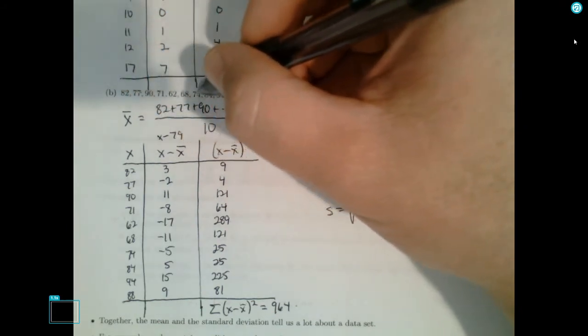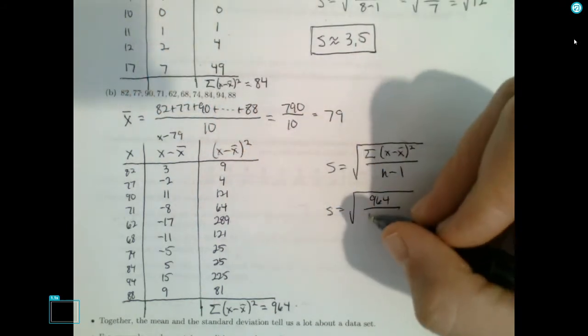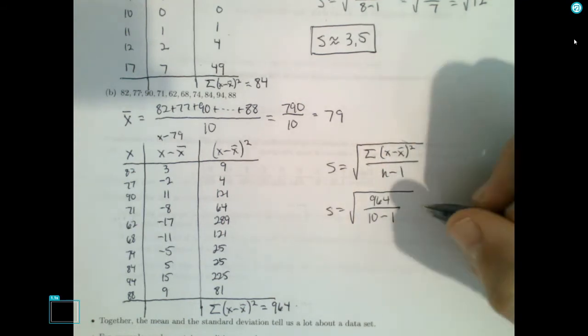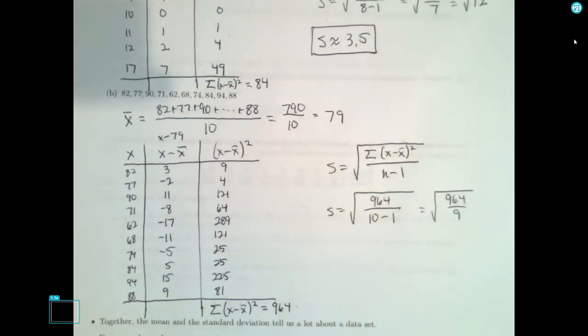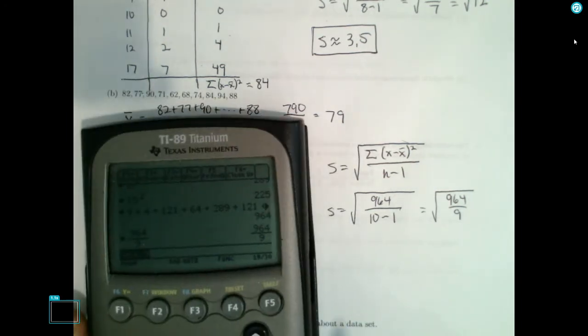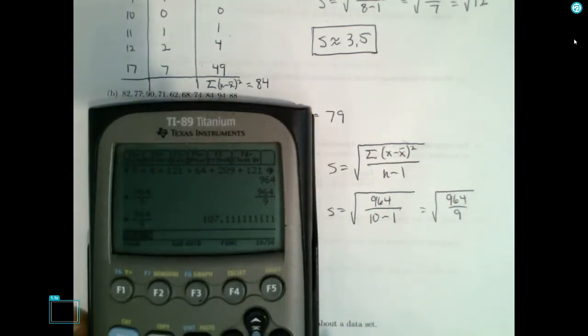N was 10, right? 1, 2, 3, 4, 5, 6, 7, 8, 9, 10. So it's 10 minus 1. So in other words, this is the square root of 964 over 9. 964 over 9 is not a whole number, right? It's like 107.1. So rather than changing it into a decimal, I'm going to leave it as a fraction, and I'm just going to take the square root of it as is.